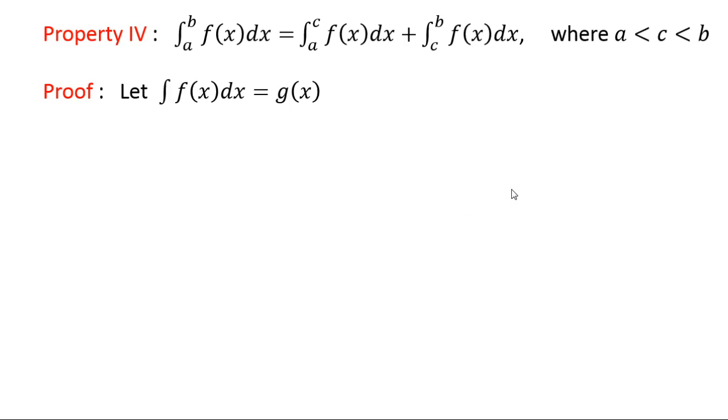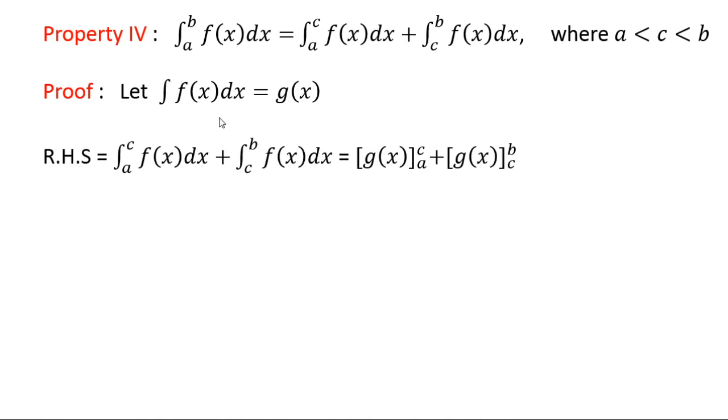Now let me give proof of this result. Let integration of f of x be g of x. Integration of f of x is equal to g of x. Now I will evaluate the right hand side, because we know the value of the left hand side integral. It is g of b minus g of a.